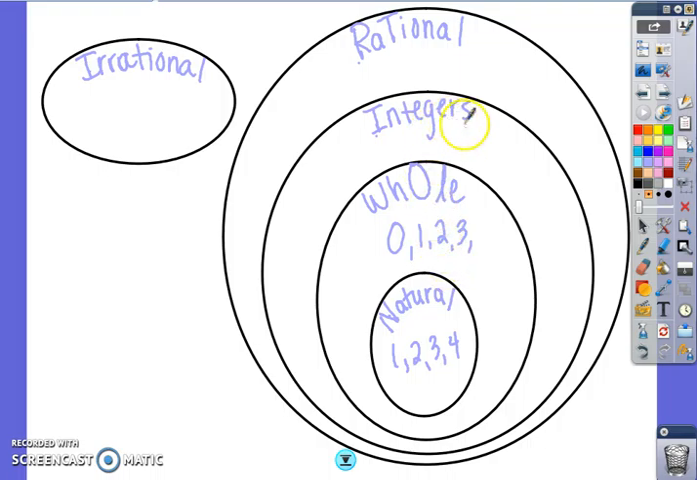If you keep going, integers includes the whole numbers and the natural, so it would be 0, 1, 2, 3, keep going, but also it would have negative whole numbers. So no fraction still, no decimal still, all the ones in these three circles are still whole numbers or integers or natural numbers, no decimals. Now, we have two sections that have decimals.